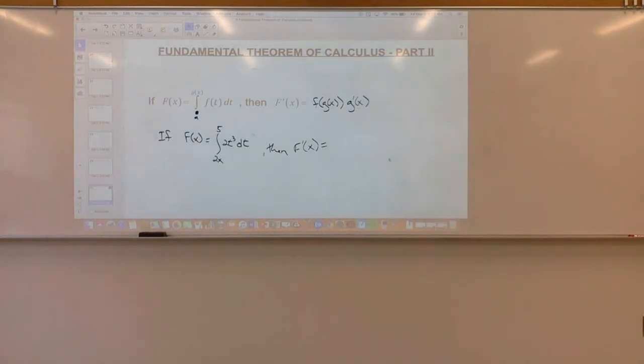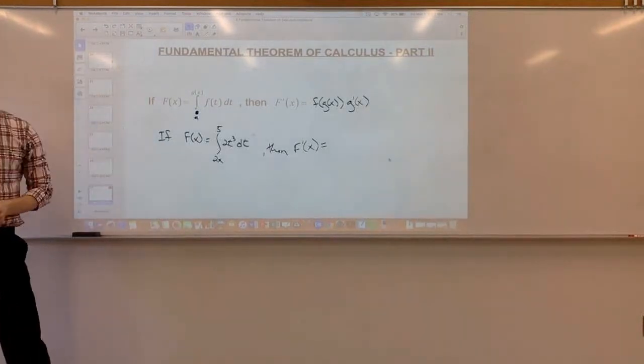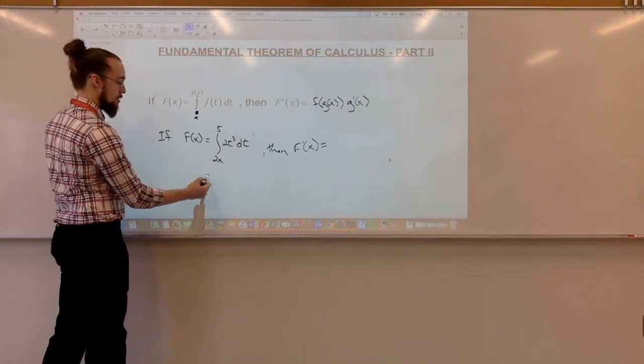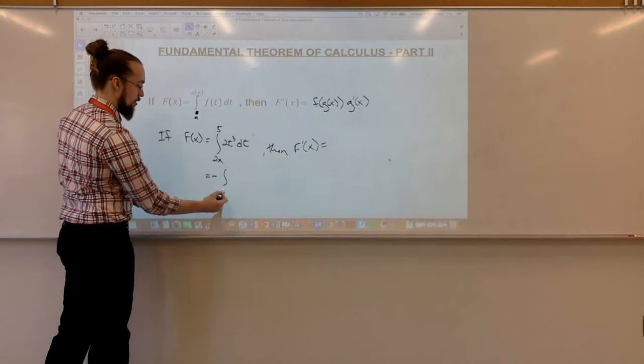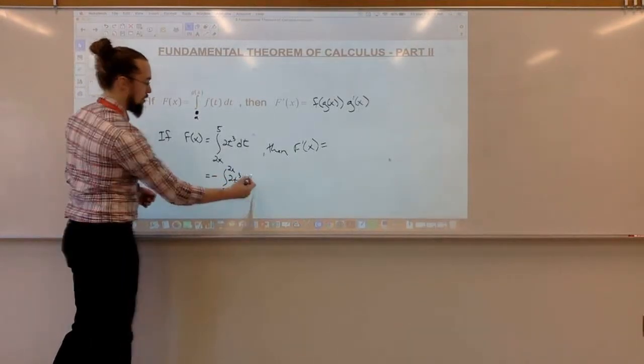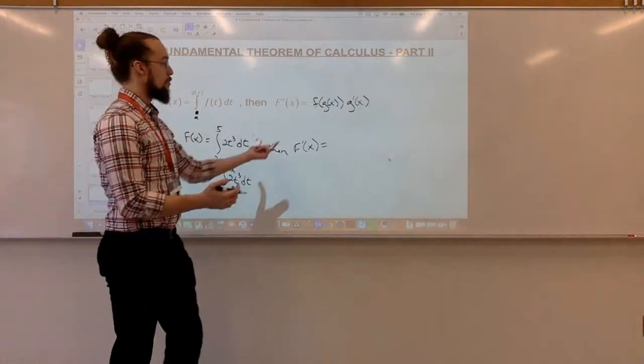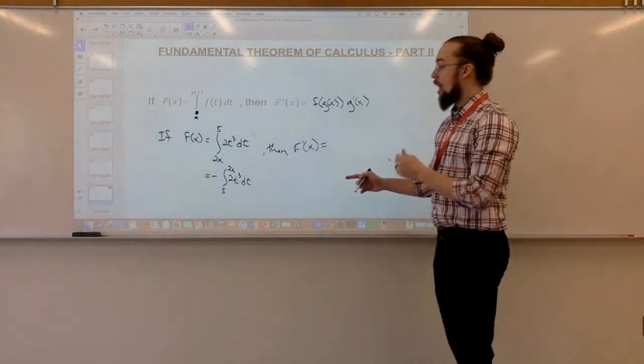This one looks slightly different than all the examples we've done so far. Why? Functions on the bottom. How can I fix that? Flip it and make it negative. So I can say this is the same thing as negative the integral from 5 to 2x of 2t cubed dt. Then we can apply this same rule.